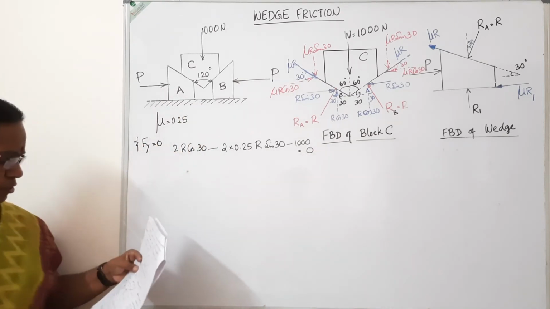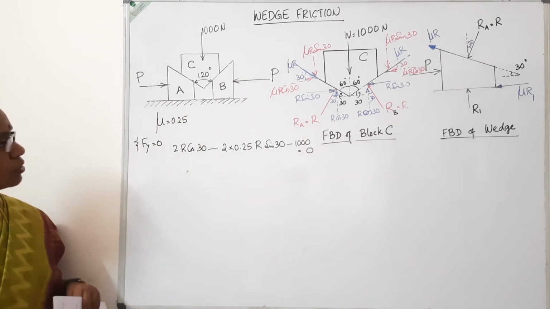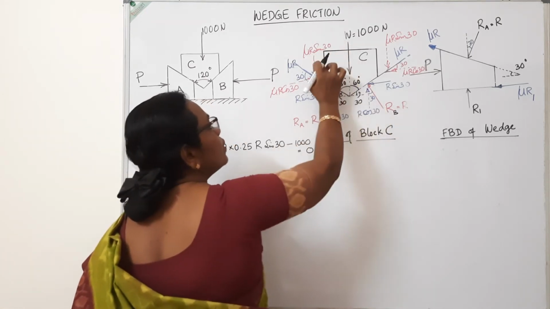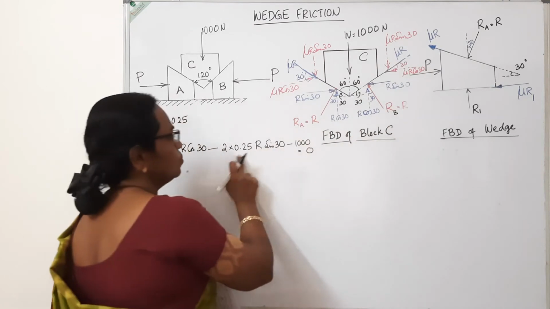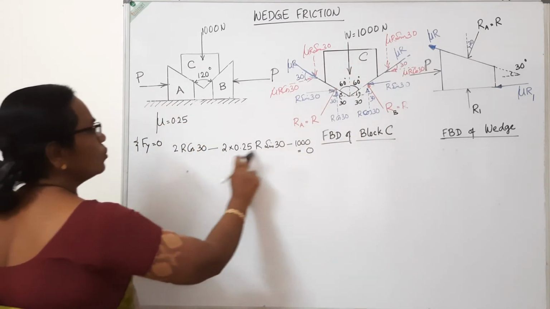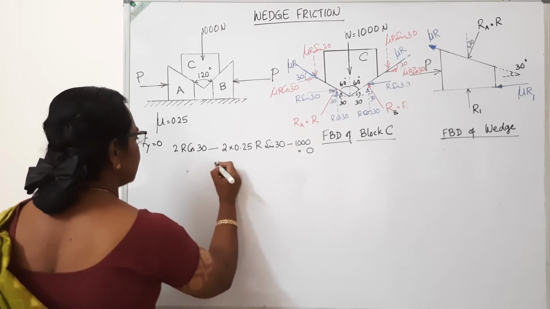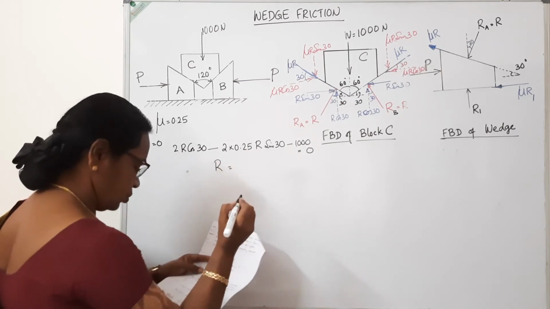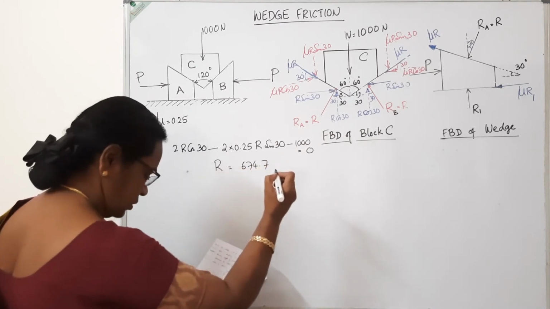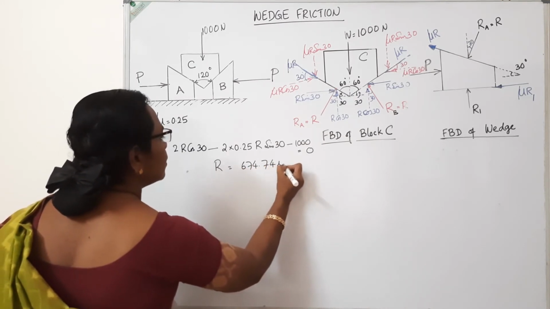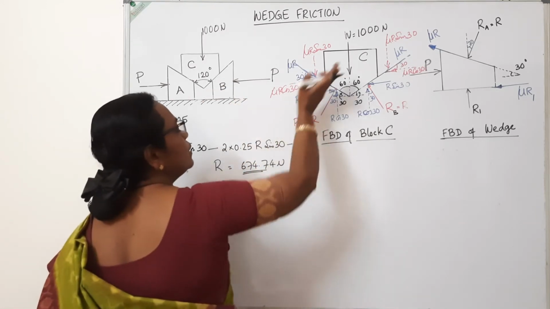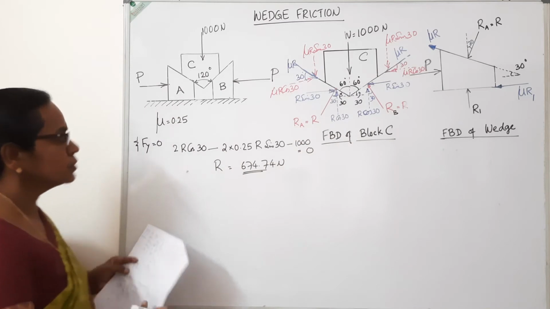So writing sigma Fy is equal to 0: 2 R cos 30, because this R cos 30 plus R cos 30, minus 2 mu R sin 30, minus 1000 is equal to 0. Here there is only one unknown, R. Solving this, we will get R is equal to 674.74 Newton. So we have got the contact surface reaction between the wedges and the block.